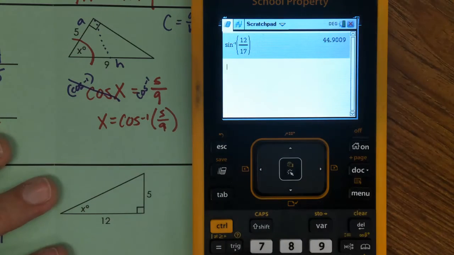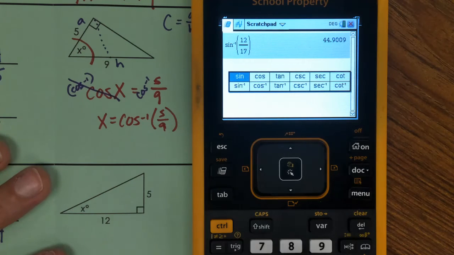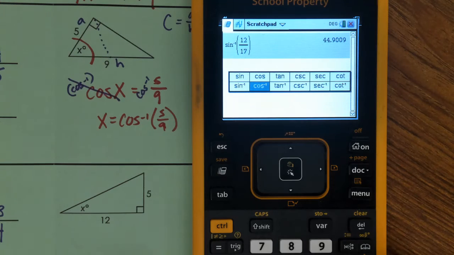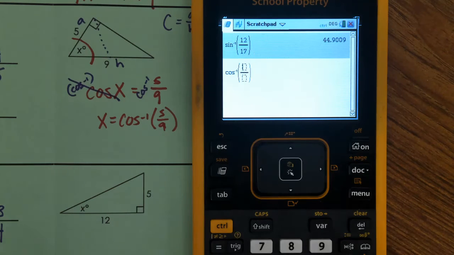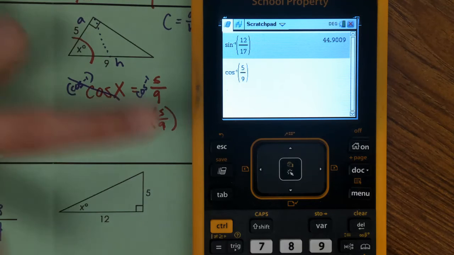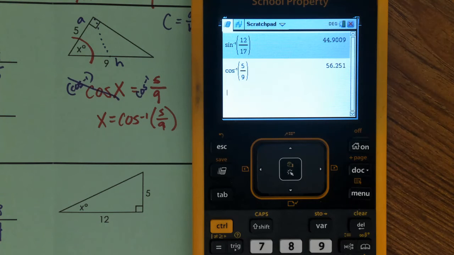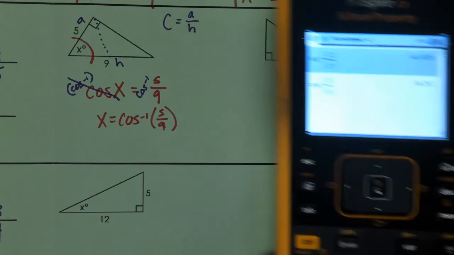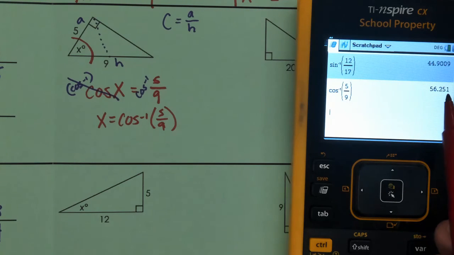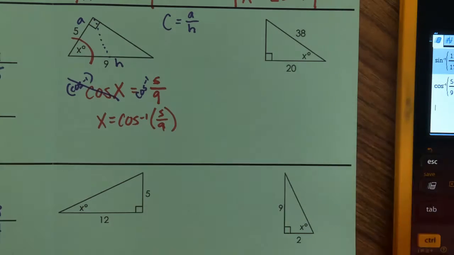Okay, we're going to go to our trigonometry button. Now we're doing inverse cosine. So I'm going to press enter, and I'm going to put the 5 over the 9, and we're done. So our missing angle will be approximately 56, rounded to the nearest tenth, 56.3 degrees.